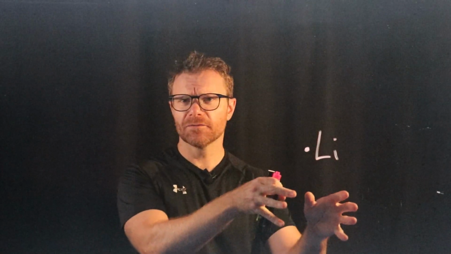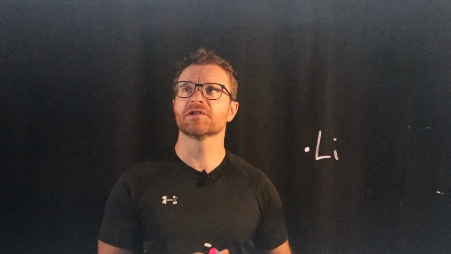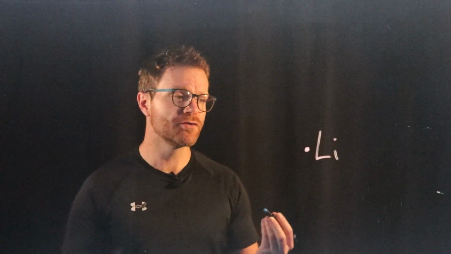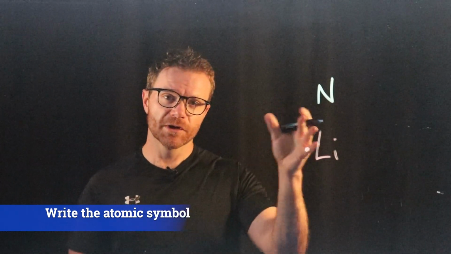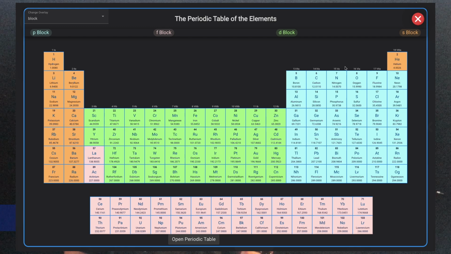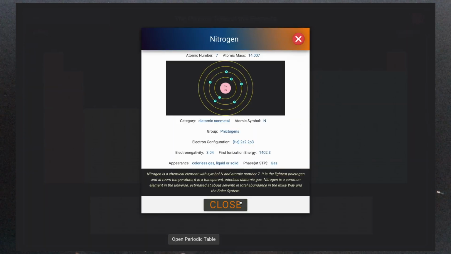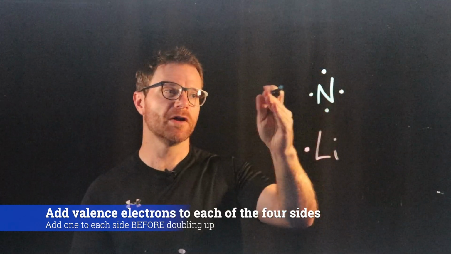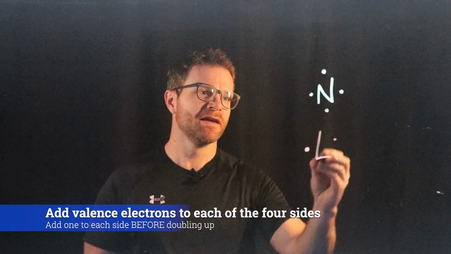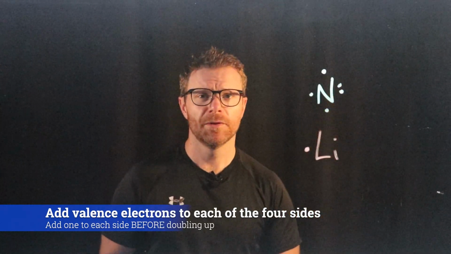And in order to really get the hang of this, let's just look at a few more examples. What if I told you to do it for nitrogen? Well, the first thing we would do is write down the atomic symbol of nitrogen, which is a big capital N. Then we would look at the periodic table. We would see that nitrogen is in column 15 or 5A, and all the elements in that column have 5 valence electrons. So I'm going to place my 5 valence electrons, 1, 2, 3, 4. I've placed 1 on each of the 4 sides, and then I double up.